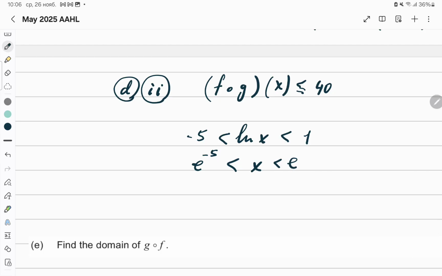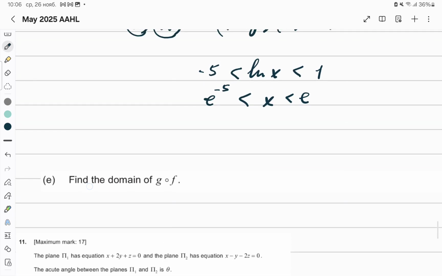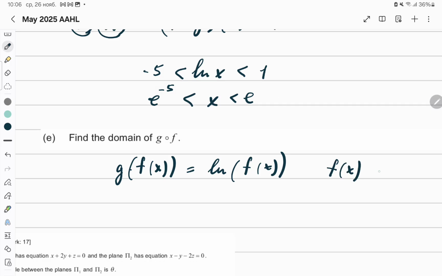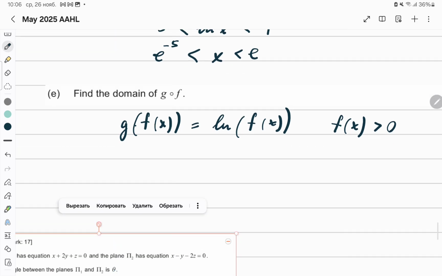And now let's turn to the last part, guys. Last part E. Find the domain of g of f of x. So first of all, we have to find the expression for g of f. G of f of x is equal to ln f of x. Okay, and ln is defined when f of x is more than 0, right? It means that we can convert our inequality into this form.